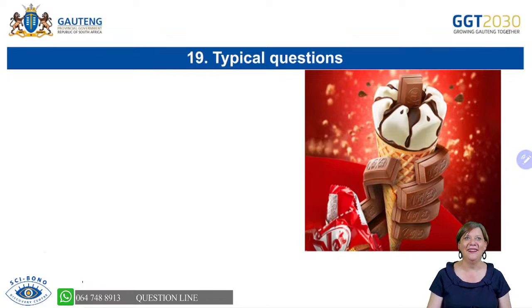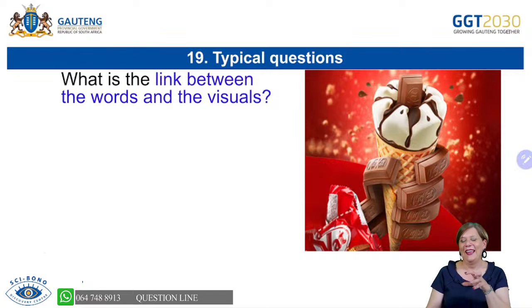Oh, look at this one. Oh, isn't this beautiful? This is a new Kit Kat ice cream, it says. But can you see? It's like the Kit Kat chocolate is now turned into fingers holding onto this ice cream. Unbelievable, isn't it? So in this case, I've taken out the words, but there must have been a link between the words and the visual. You always need to find that link.